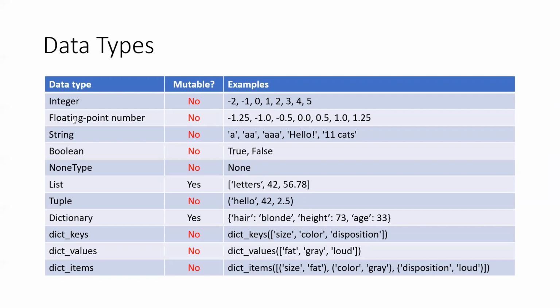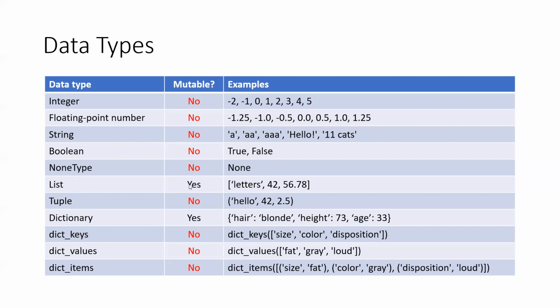Remember, the big difference between a floating point and an integer is the decimal point. A negative 1.0 is different than a negative 1. One's an integer, one's a floating point. Remember that strings can also be numbers, but they are encompassed in single quote marks or double quote marks, depending on what you put it in. We then talked about Boolean, which is either true or false, and None type, which only has a value of None.